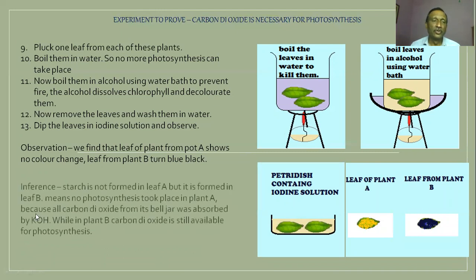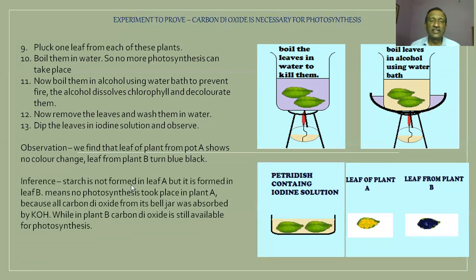Okay, so what is the inference? The starch is not formed in leaf A, but it is formed in leaf B, meaning no photosynthesis took place in plant A because all the carbon dioxide which was there in the bell jar was absorbed by KOH. So KOH has absorbed all the carbon dioxide which was already there. And now there is no carbon dioxide.